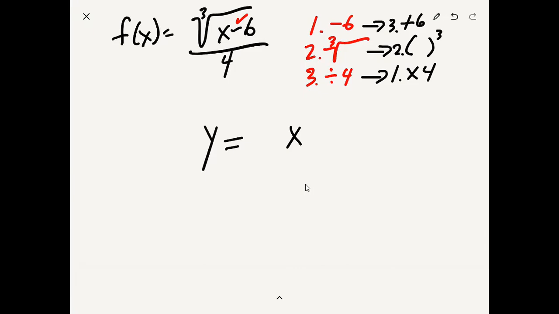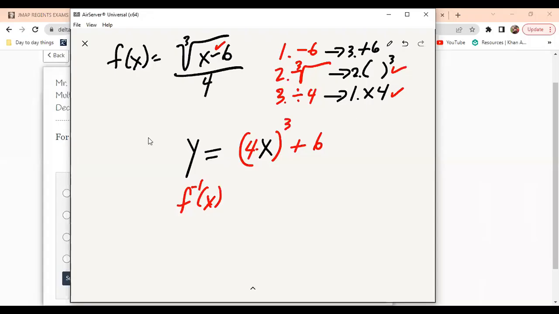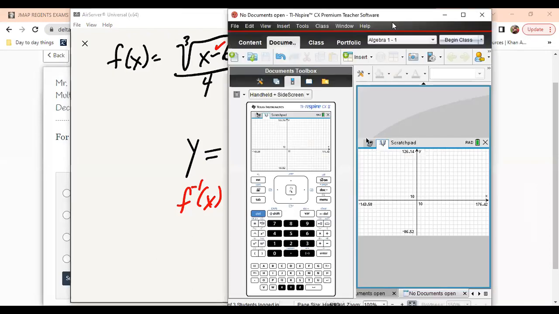So the very first thing that I do is multiply by 4. Next thing I'm going to do is raise that to the third power. And then I'm just going to add 6. So that's my inverse. Actually, this would be my inverse notation, right? But now I want to check this to make sure that these are, in fact, inverses. So what I'm going to do is use my graphing calculator.